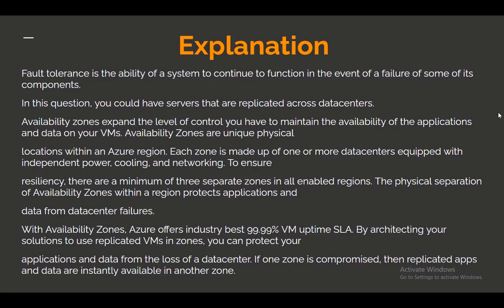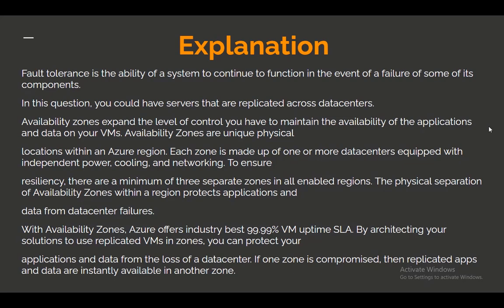Explanation. Fault tolerance is the ability of the system to continue to function in the event of a failure of some of its components. In this question, you could have servers that are replicated across data centers. Availability zones expand the level of control you have to maintain the availability of the applications and data on your VMs. Availability zones are unique physical locations within an Azure region. Each zone is made up of one or more data centers equipped with independent power, cooling, and networking. To ensure resiliency, there are a minimum of three separate zones in all enabled regions. The physical separation of availability zones within a region protects applications and data from data center failures.